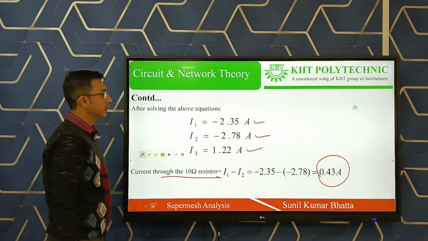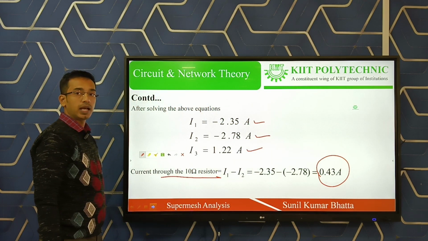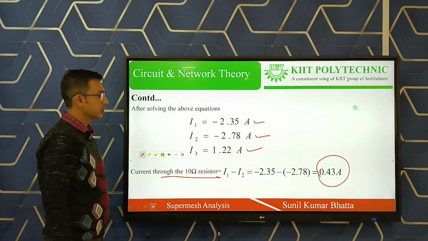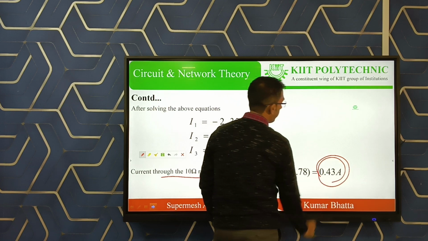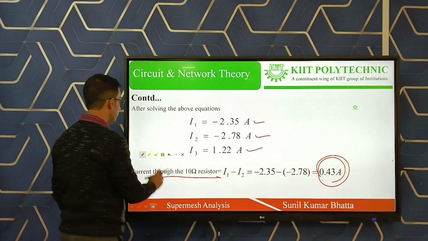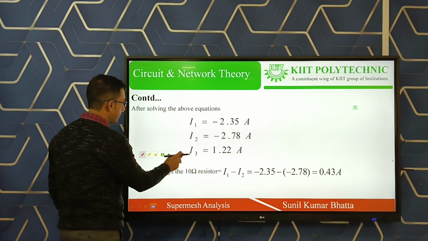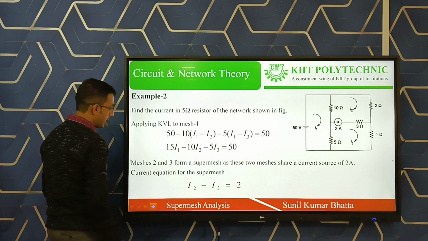So that is our aim. The question asks for the current through the 10 ohm resistor. So finally we got the current value, that is 0.43 ampere. This is very simple. Next, there is a second example also, so we'll discuss that problem too.